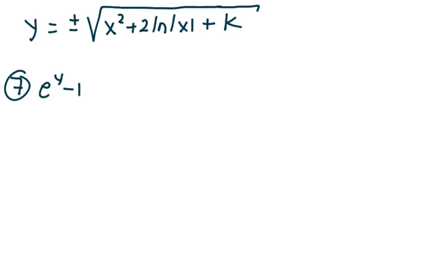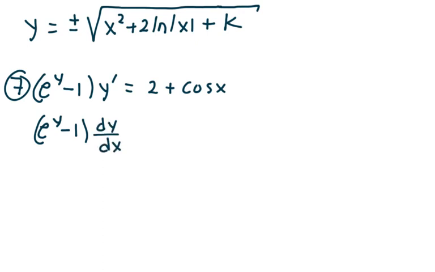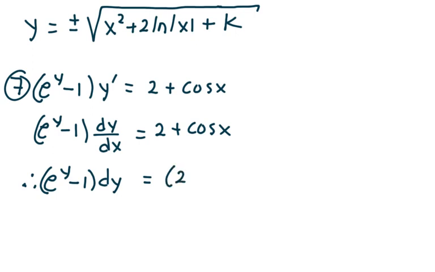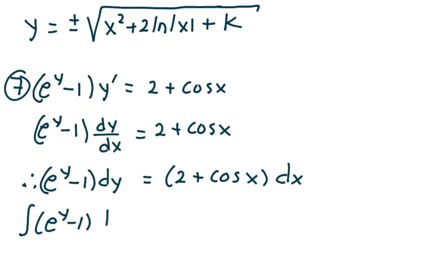Suppose (e to the y minus 1) y prime is equal to 2 plus cosine x. So (e to the y minus 1) dy/dx is equal to 2 plus cosine x. And so, therefore, (e to the y minus 1) dy is equal to 2 plus cosine x dx. And now I need to integrate both sides. So the integral of (e to the y minus 1) dy is the same as the integral of 2 plus cosine x dx.